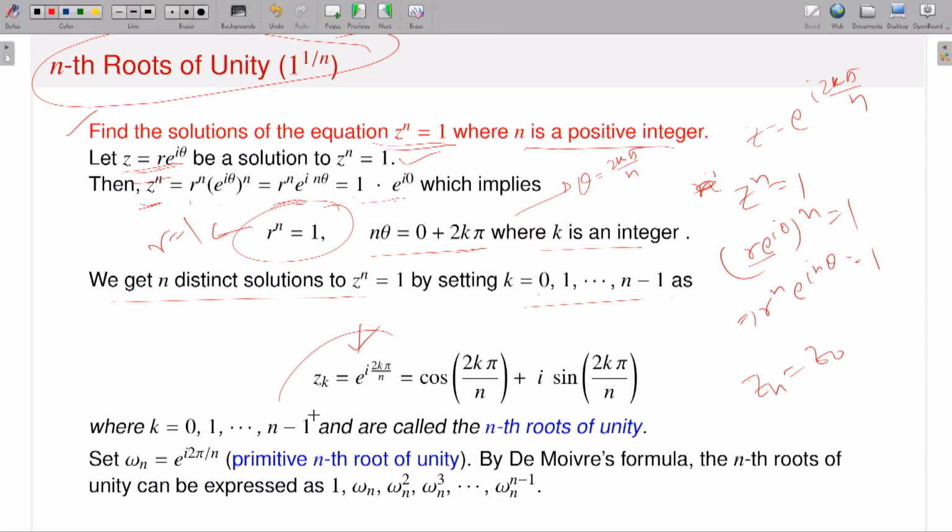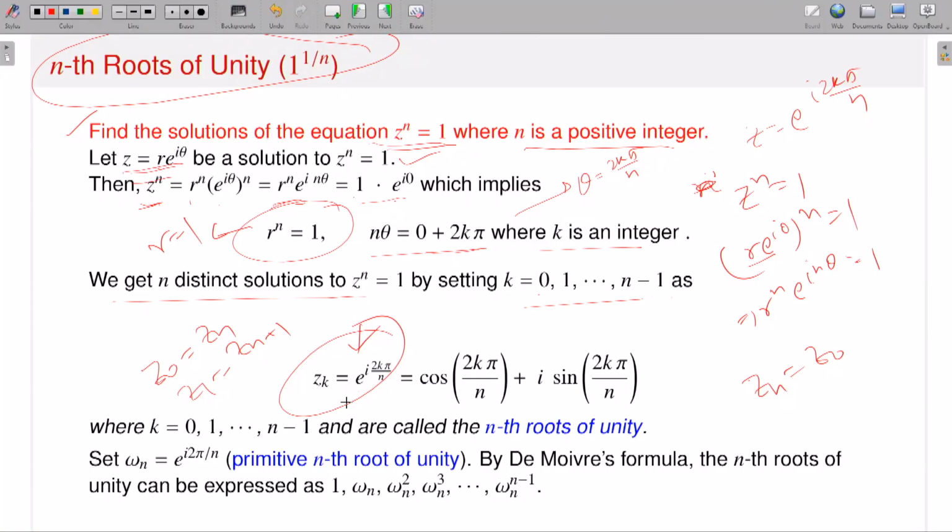So if I write zk, z suffix k, as e to the power i 2k pi by n, then z0 is the same as zn, z1 is the same as z of n plus 1, and so on and so forth. So therefore I will have only n distinct complex numbers which satisfy the equation z to the n is equal to 1. k will vary over the whole integers, but it doesn't matter, I will get only n distinct values. So the equation z to the power n is equal to 1 will have n distinct solutions.